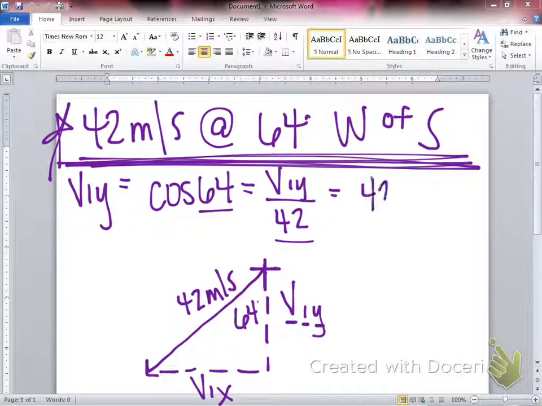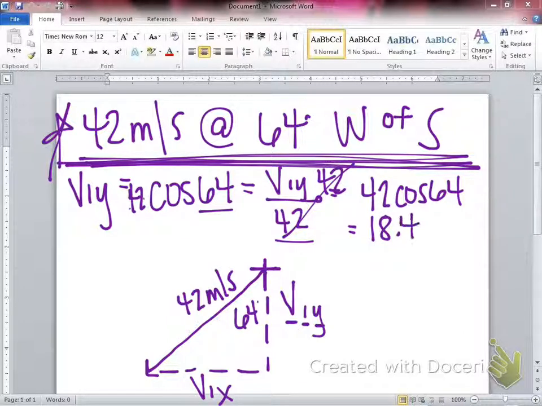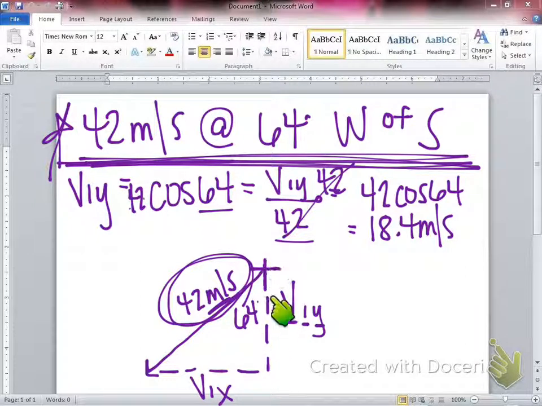Okay, so it could also look like this: 42 times cosine of 64. All I'm doing is moving the 42 to the other side of the equation. 18.4 meters per second. Okay, because we broke down a velocity vector, meters per second, that means the units for our components must also be meters per second. They must also be velocities, right? Components are just 2 separate parts that make up this angled vector. Okay, and what direction is this y component going? North or south? It's going south, right? It's going in the south direction in order to make up that vector. Okay, so we would label that as a negative because it's going in that negative direction. So we say it's negative 18.4 meters per second.